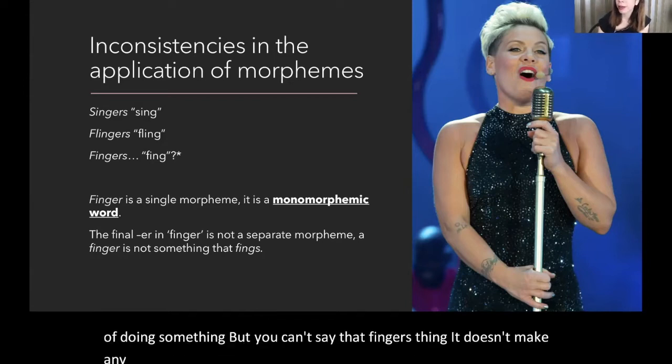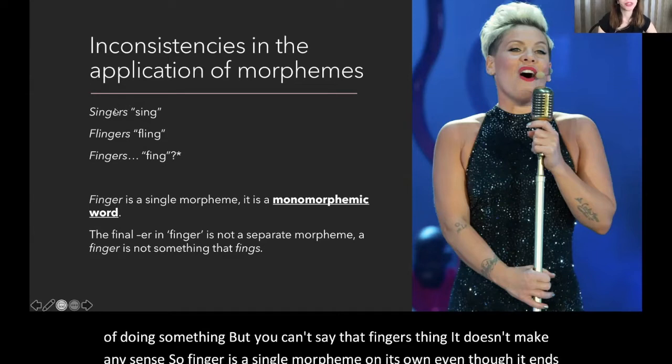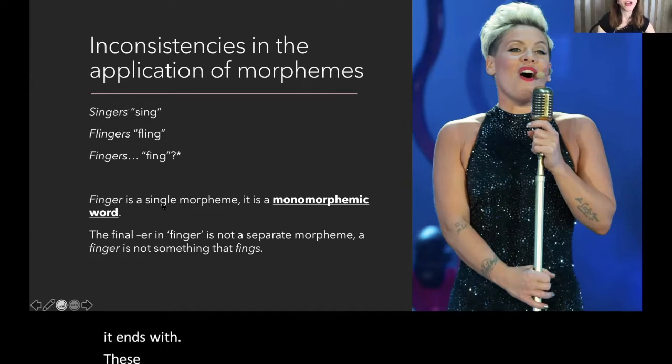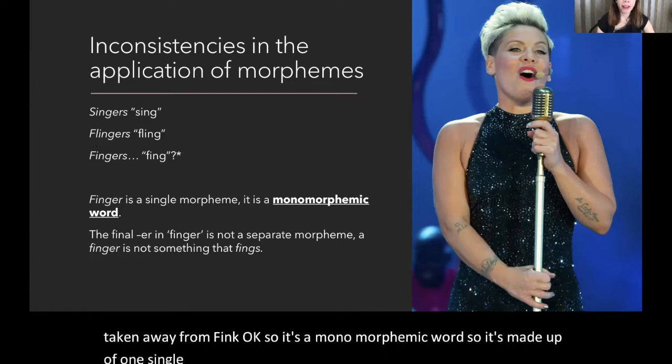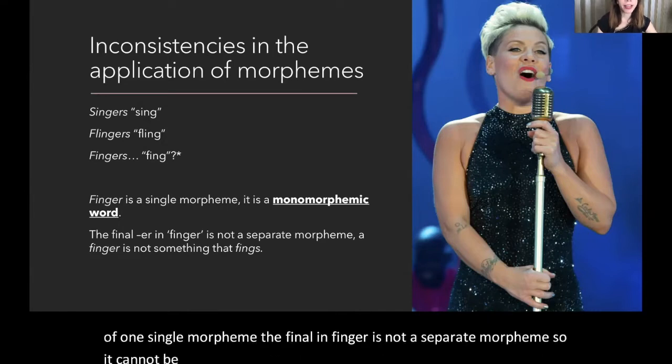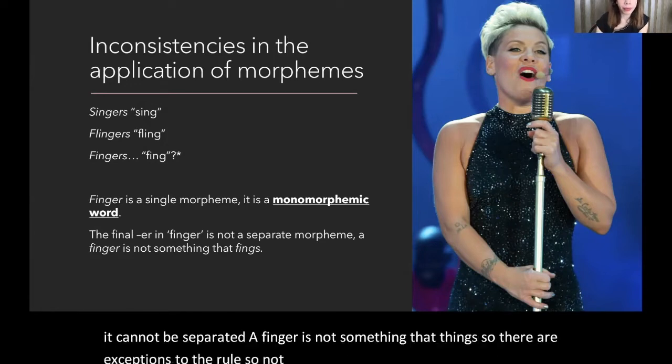So finger is a single morpheme on its own, even though it ends with er, like these words. Even though it ends with er, it actually cannot be extracted or taken away from fing. Okay, so it's a monomorphemic word. So it's made up of one single morpheme. The final er in finger is not a separate morpheme, so it cannot be separated. A finger is not something that fings. So there are exceptions to the rule. So not always will you have the same combination of sounds acting like a morpheme.